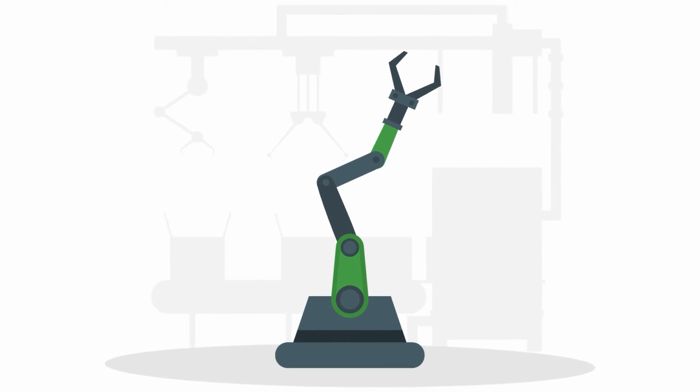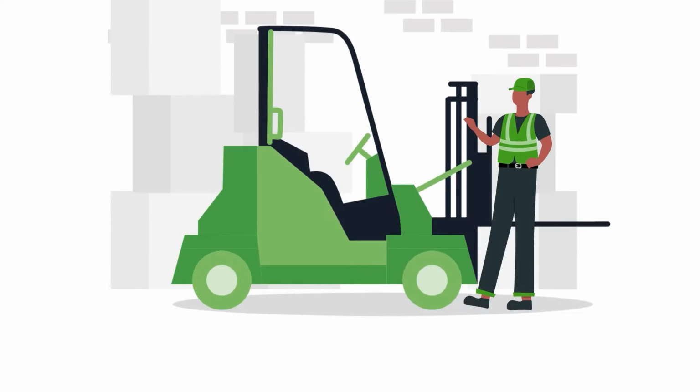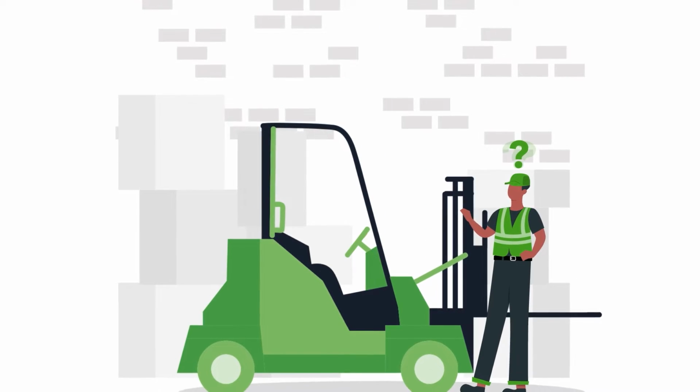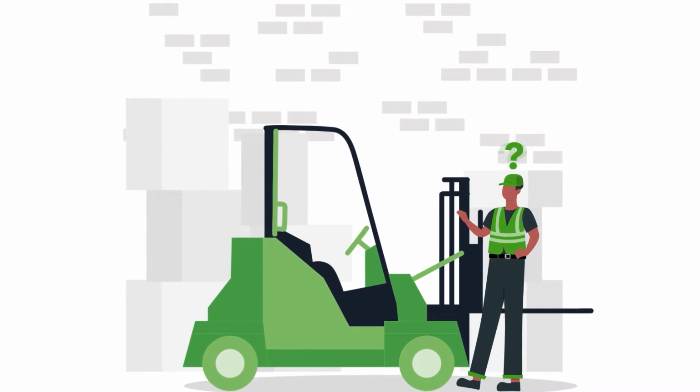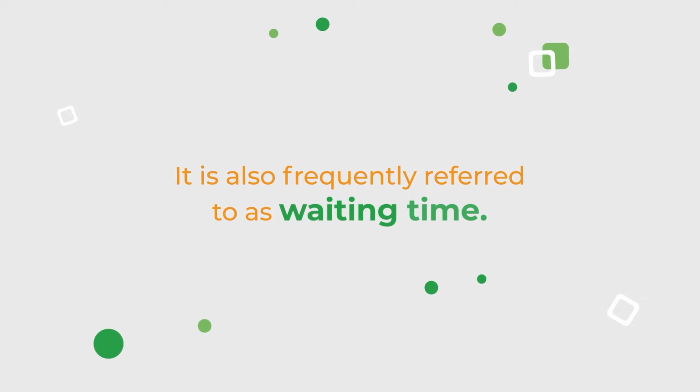Idle time can take many forms, such as a machine waiting for input material, an office employee waiting for the return of an interrupted internet connection, or a truck on a construction site waiting for an excavator to move. It is also frequently referred to as waiting time.